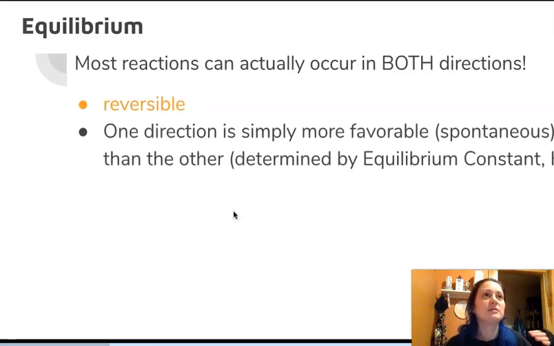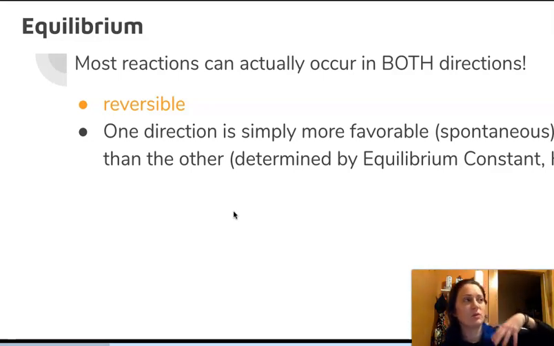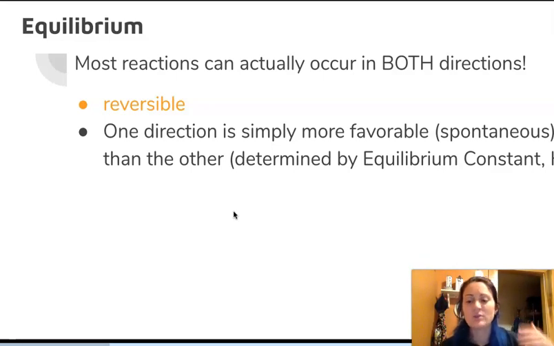Now, usually one reaction will proceed that is more favorable than the other. So, generally speaking, maybe the forward direction is far more favorable than the reverse. So you may end up with more products than reactants as a whole, but both the forward and the reverse reactions can happen at the same time.